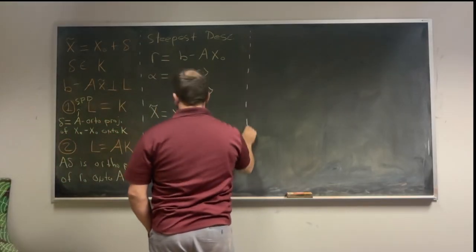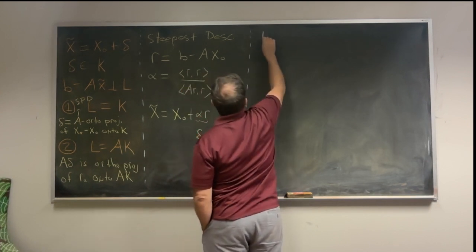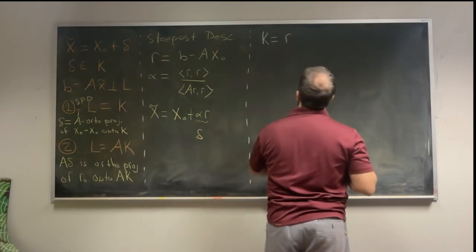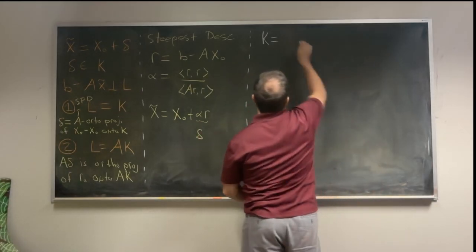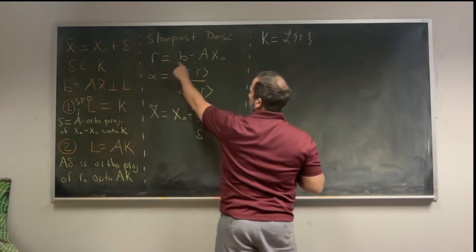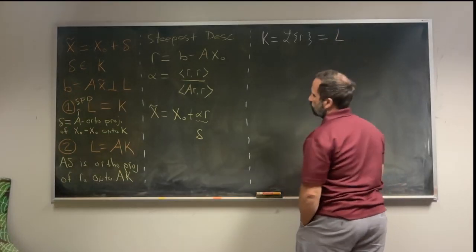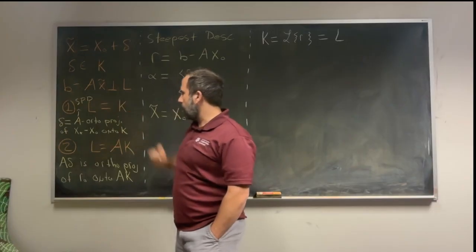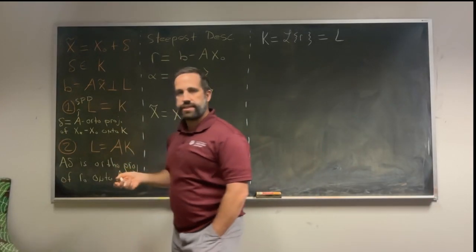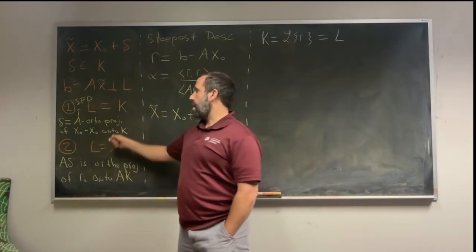This algorithm corresponds to the situation in which K is equal to the residual vector. Let me be more precise. K is the linear span of the residual vector B minus A X naught, and that's also going to be equal to L. So in other words, we are in this setting right here. So alpha R, that is delta, is the A orthogonal projection. That's what I need to show. That is the A orthogonal projection of X star minus X naught onto K.